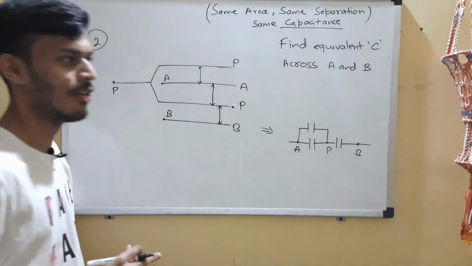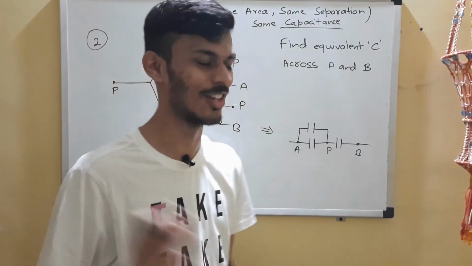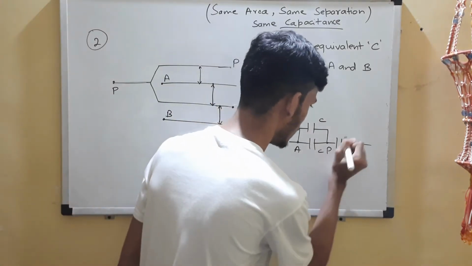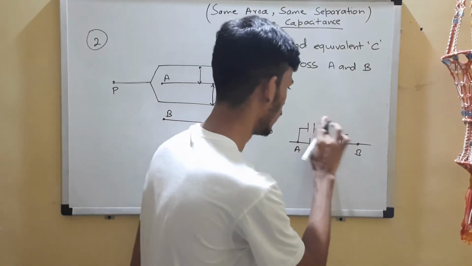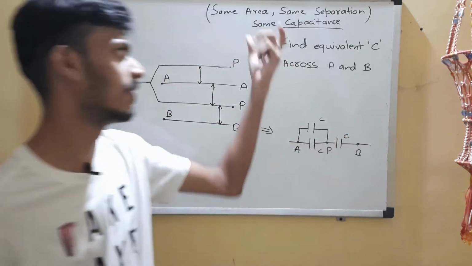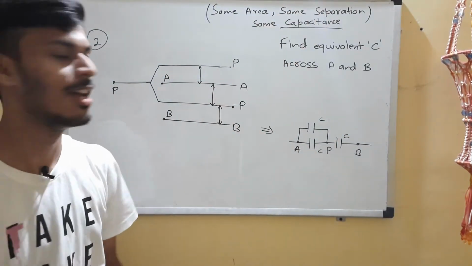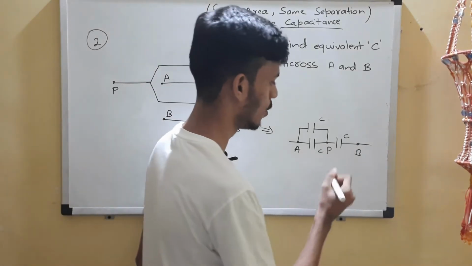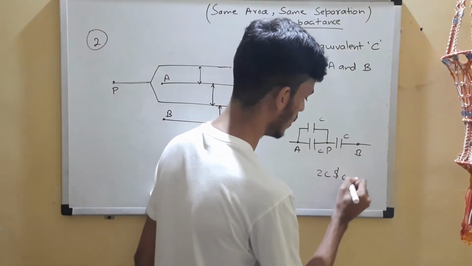This was the first problem that I solved. Okay, if you can recollect, all of them have the same capacitance. That's the assumption of today's class, right? We assume that they have the same area, same separation, and hence the same capacitance. So you can see that C and C in parallel makes it 2C, and 2C and C in series.